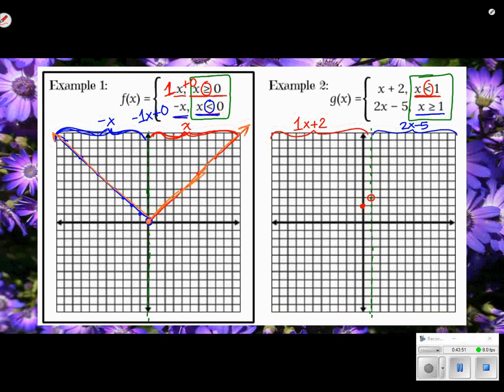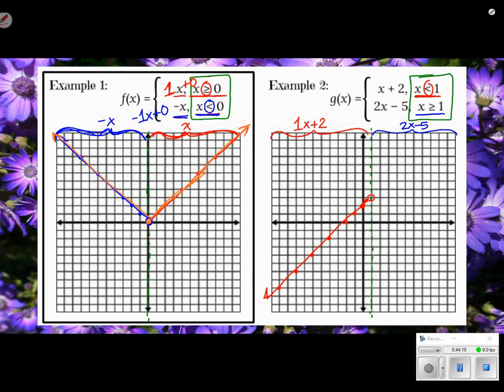I can't keep going up 1, right 1, up 1, right 1, because then I'll be in the blue line's territory. That's not okay. But I can go down 1, left 1, down 1, left 1. I can go down 2, left 2, down 2, left 2. So it's almost like you don't want to cross the fence. I'm going to keep this on one side of that green line. Connect that with my open circle there.